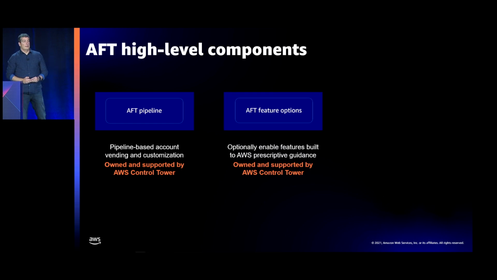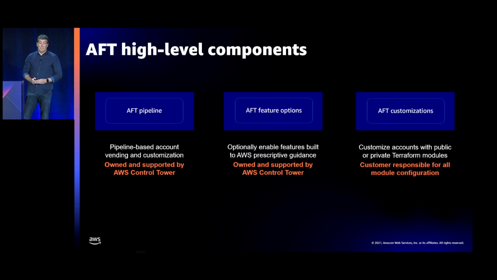The next element of the AFT solution is the AFT feature options. These are AWS-provided features, some high-level ones that we've seen a lot of customers asking for. So these are ones that we put in as a default that you can choose. There are feature flags, so you don't have to use any of them. You can use all of them, or some of them. So they're up to you on how much you want to use and which ones are interesting to you. If you do select them, you can also still use your customizations as well.